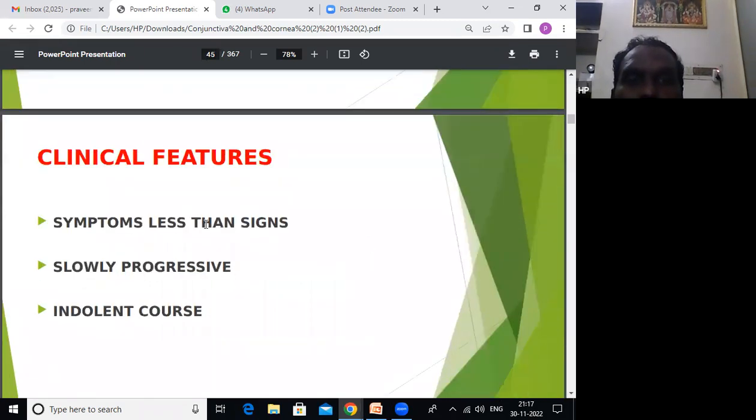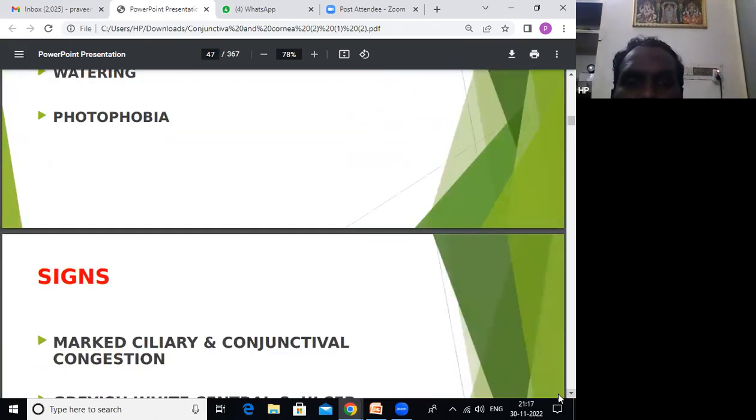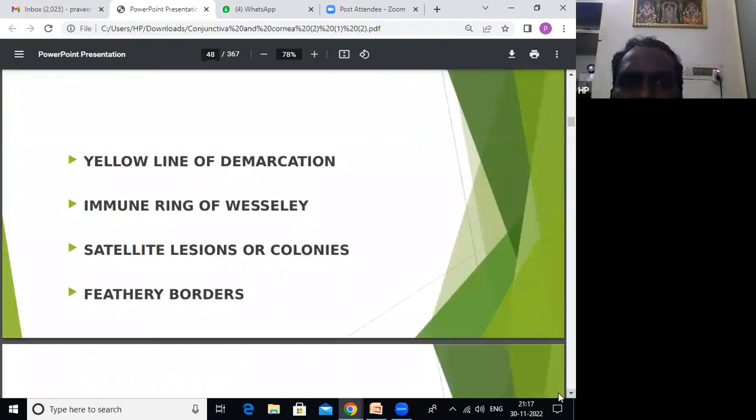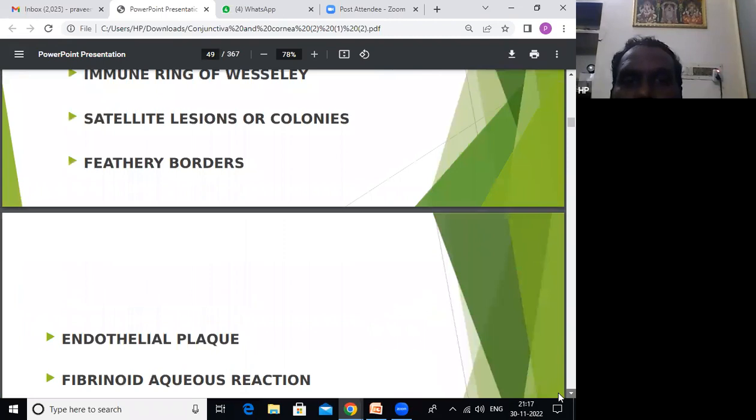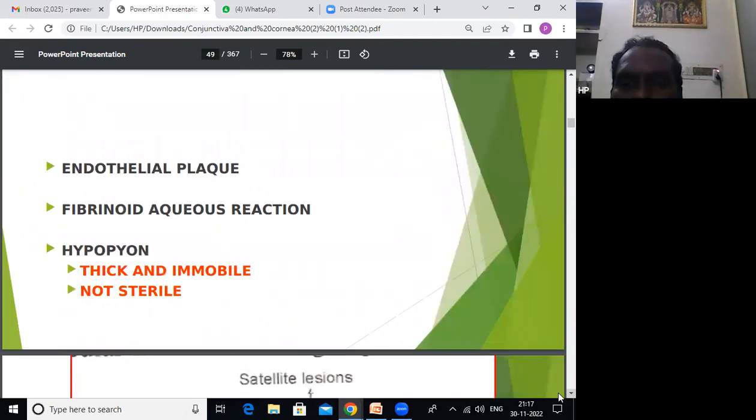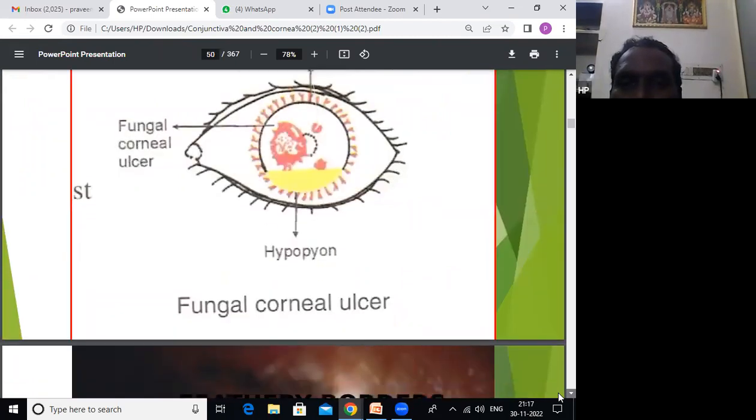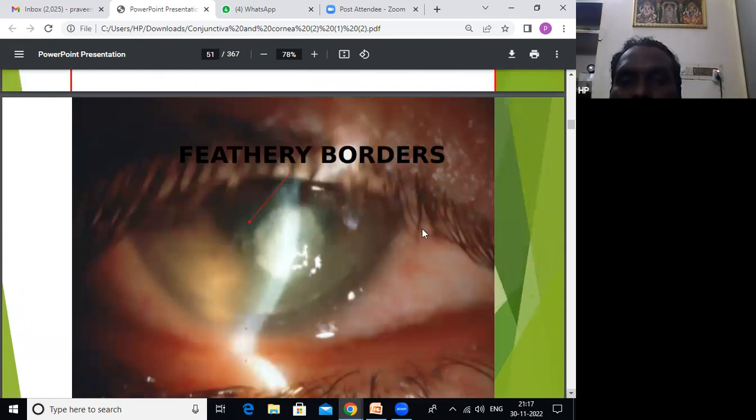I've already told you symptoms are less than signs, with a slowly progressive and indolent course. Signs I've already told: you have an immune ring of Wesley, you have satellite lesions, you have feathery margins, and hypopyon which is thick and immobile, and it's not sterile. So this is the clinical picture of a fungal corneal ulcer.